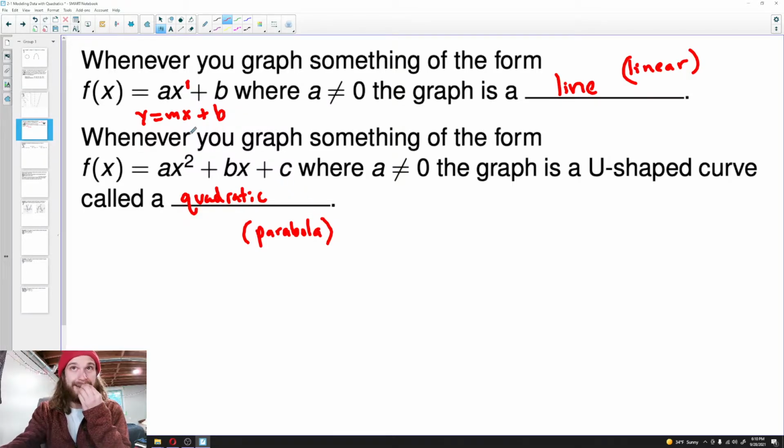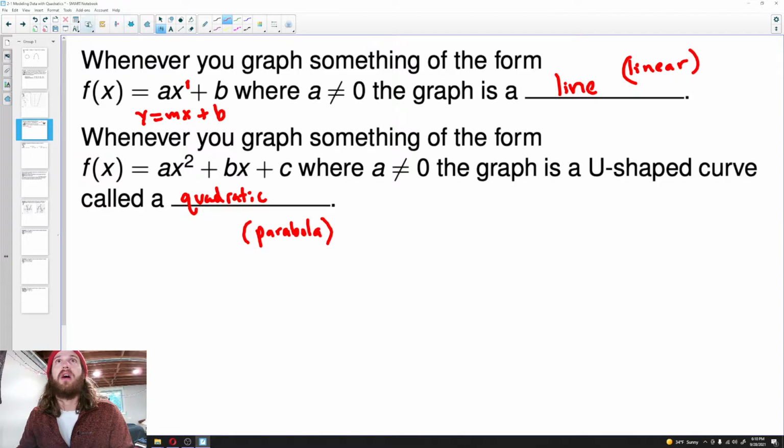Okay, so anytime you can tell something is quadratic is if you look at the equation and you see that the highest power of x is 2. If the highest power of x is 2, then it is a quadratic. If the highest power of x is 1, then it is a line, or it is linear. Okay, let's keep going.